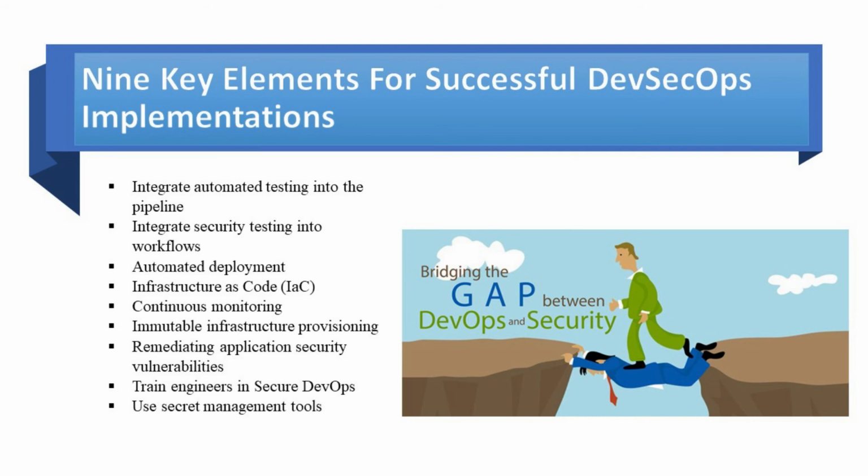The last point is use secret management tools. Secrets embedded in source code and found throughout the DevOps pipeline present a significant security risk. Secrets can be passwords, credentials, tokens, or keys, and DevOps teams must use tools that securely manage and store secrets. They should also implement access control that doesn't affect the automated workflows of DevOps.